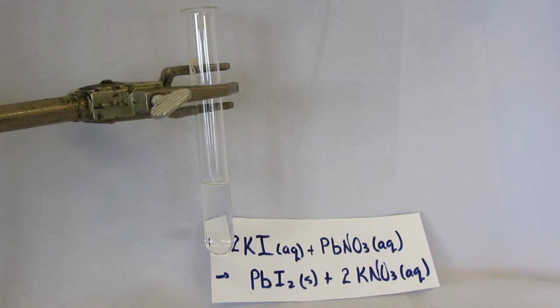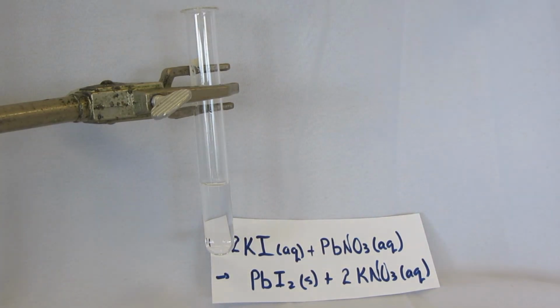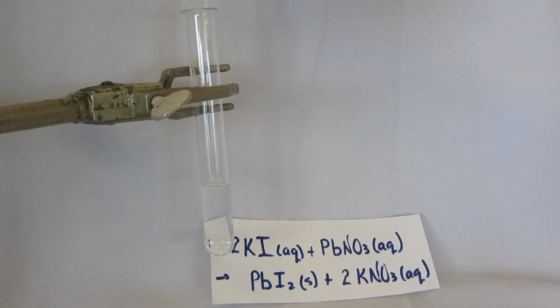In the test tube, I have a colorless solution of potassium iodide, and in the pipette, I have a clear colorless solution of lead 2 nitrate. And when they combine, you see the brilliant yellow color of lead 2 iodide precipitate.